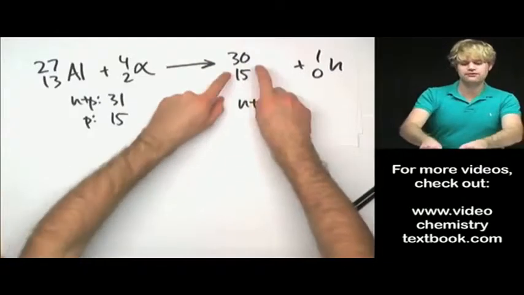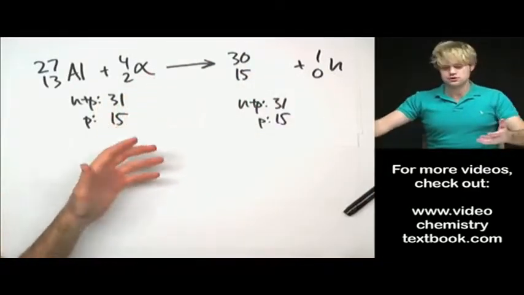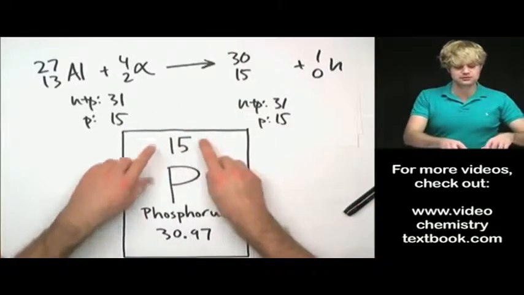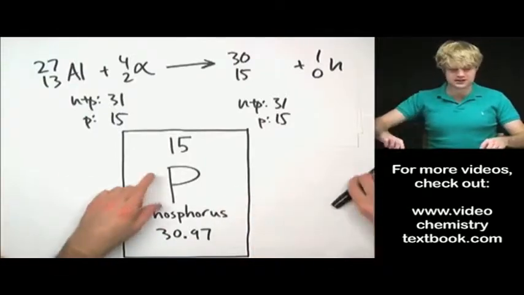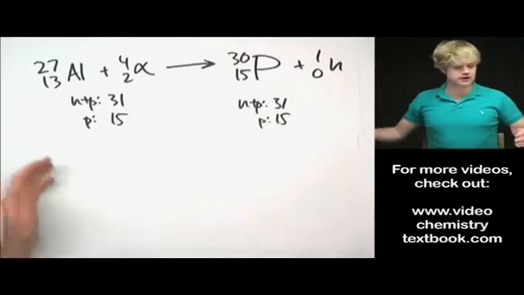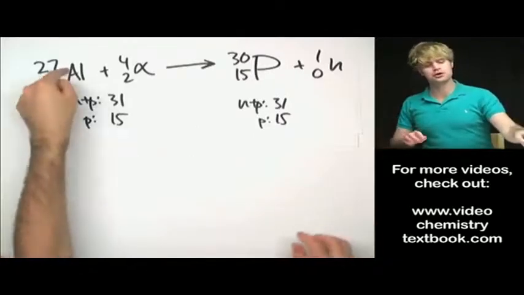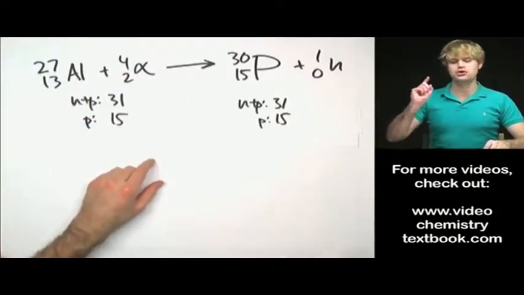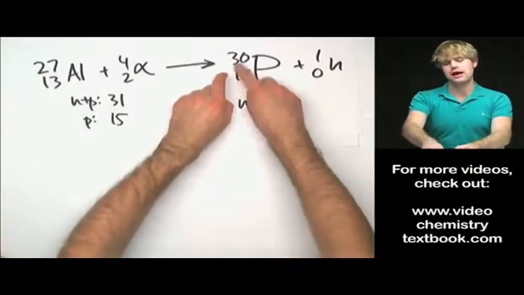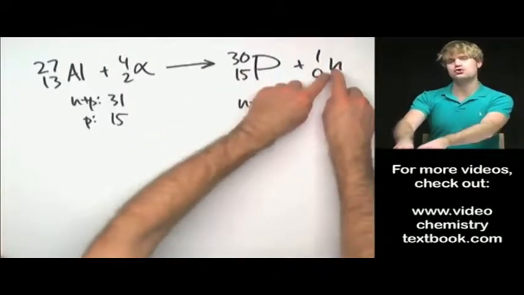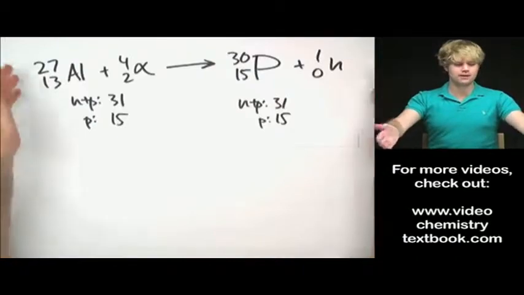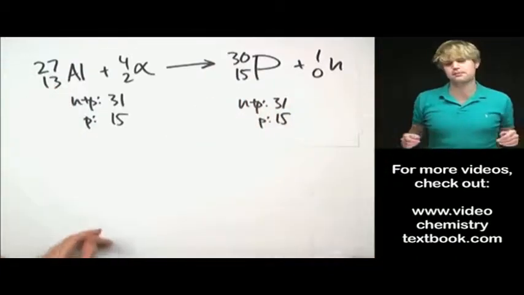I do that by looking at 15, which is the atomic number. So I go to the periodic table and I find out which of my elements has an atomic number of 15. Turns out it's phosphorus here. So I put a big P, and what I've written is the equation for bombarding aluminum with alpha particles. It gives me a new atom of phosphorus. It changed the aluminum into phosphorus. And then I also got a neutron spitting out as well. So here's the equation for this alpha bombardment.